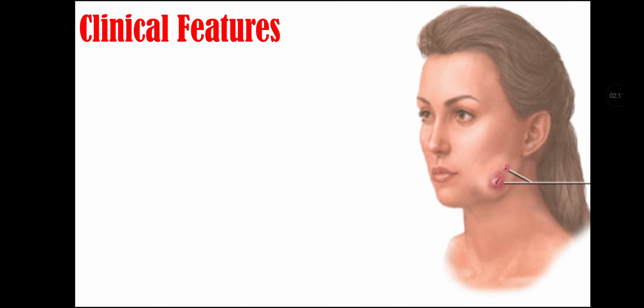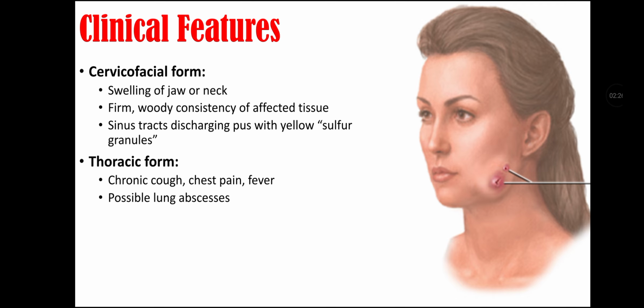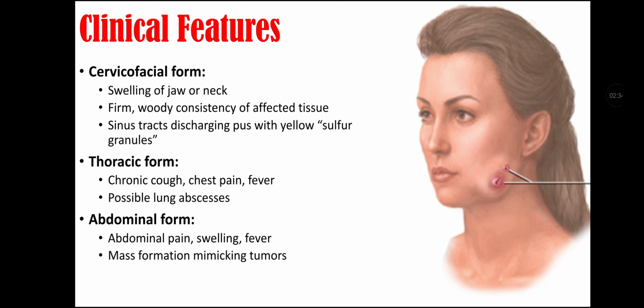Clinical features of actinomycosis. First is cervicofacial form. In this form, there is swelling of face or jaw and neck. There is firm woody consistency of affected tissue and sinus tract discharging pus with yellow sulfur granules. Talking about thoracic form, in this there is chronic cough, chest pain and fever, and there are possible lung abscesses. Third form is abdominal form, in which there is abdominal pain, swelling and fever, and there is mass formation that mimics tumor. Fourth form is pelvic form, in which there is pelvic pain, abnormal discharge and fever.